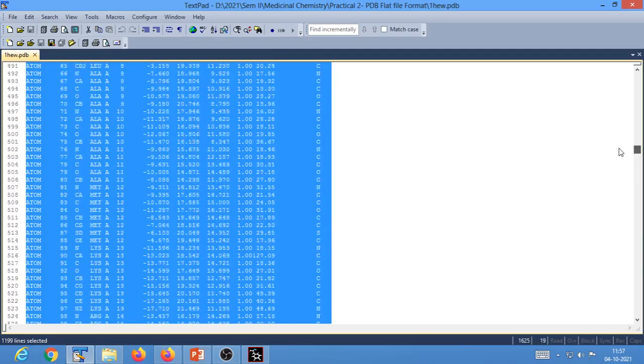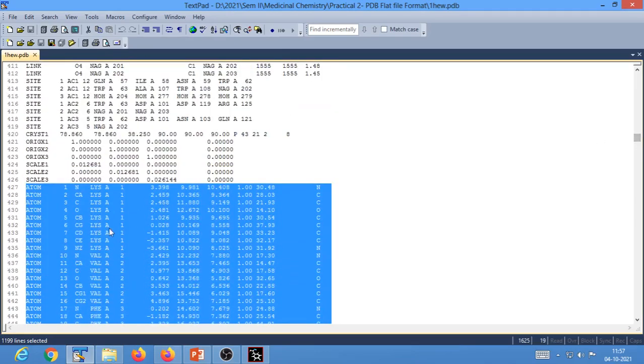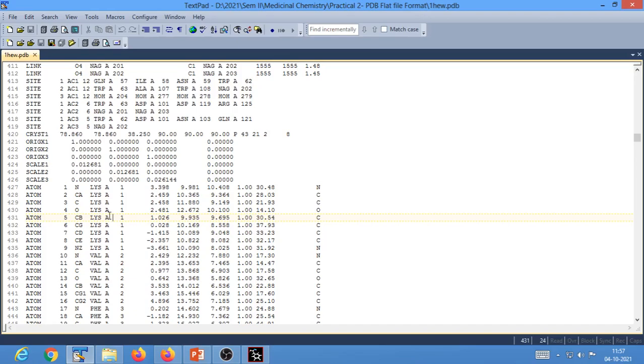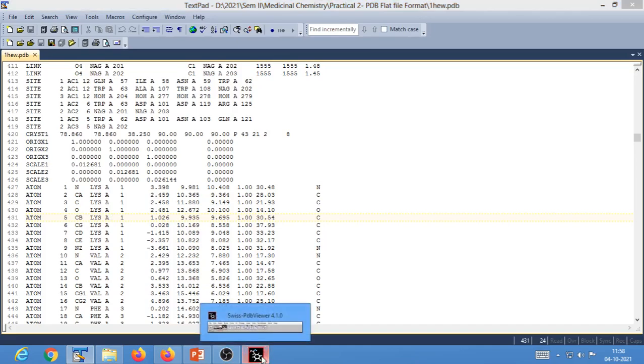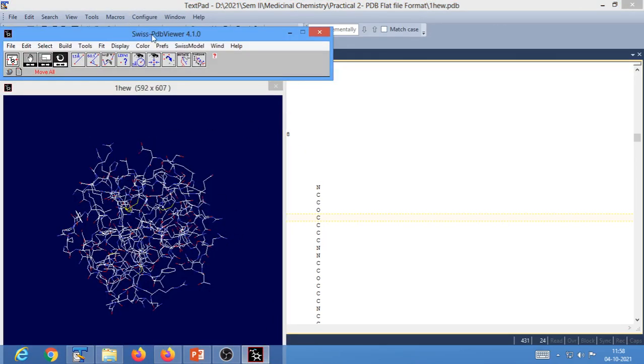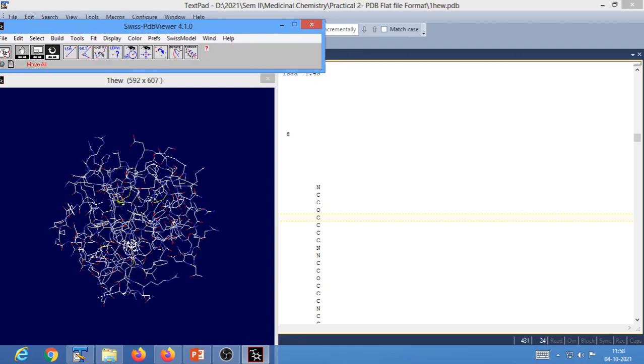Okay, so now let us try to understand what exactly these coordinate lines are. What do these coordinate lines signify? These coordinate lines are quite easy to understand. It is the data from this coordinate line that is read by your visualization software to generate the model.